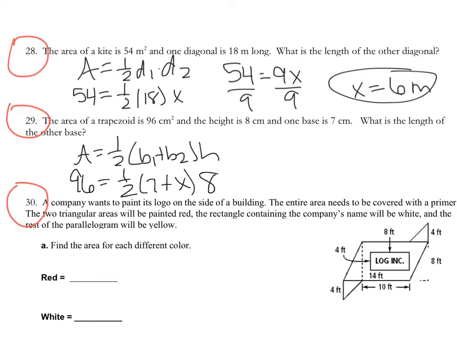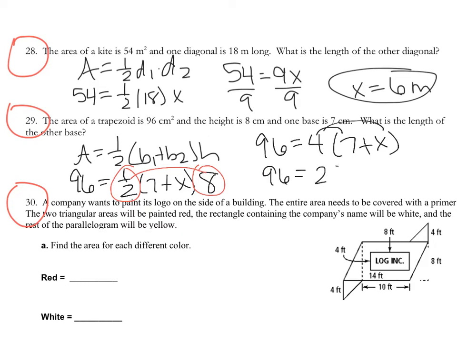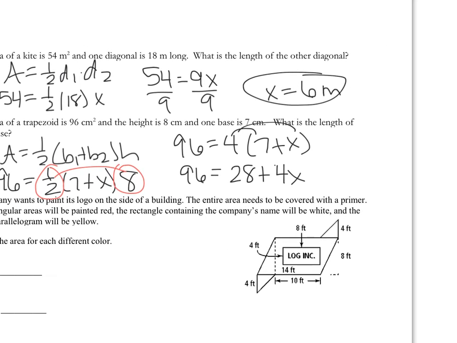My suggestion for where to start is you can actually multiply in any order, so I'm going to put the 1/2 and the 8 together first because those are numbers. So it's 96 equals 4 times (7 plus x), and then please make sure you distribute the 4. That's 96 equals 28 plus 4x. And then I just need to finish solving that algebra equation, so I'm going to subtract 28 as my next step.